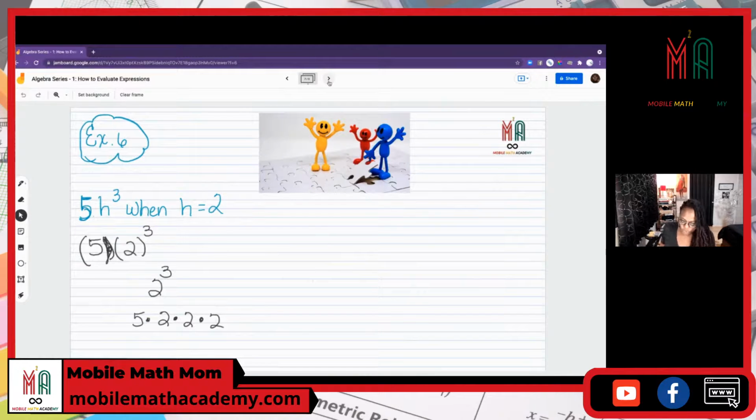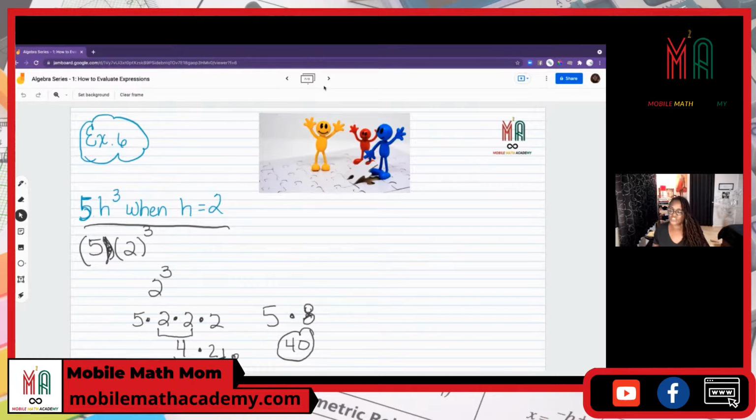All right, 2 cubed. 2 cubed is 2 times 2 is 4. 4 times 2 is 8. I know you're tempted to say 6, right? 2 times 2 is 4. And then 4 times 2 is 8. Now I have 5 times 8. And what is 8 times 5? 40. So 5h cubed, when h is 2, is 40.